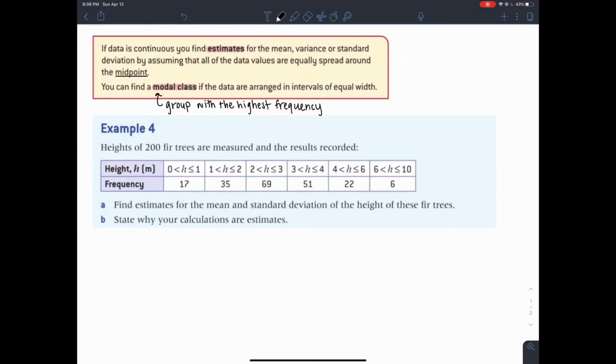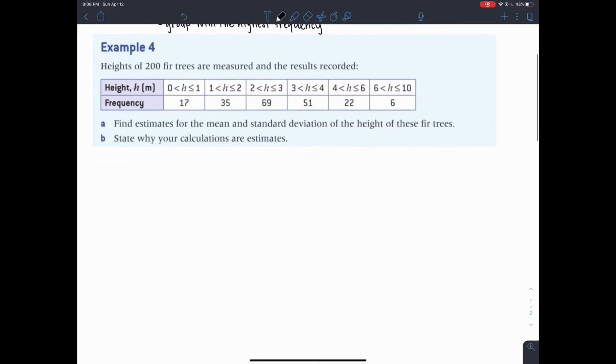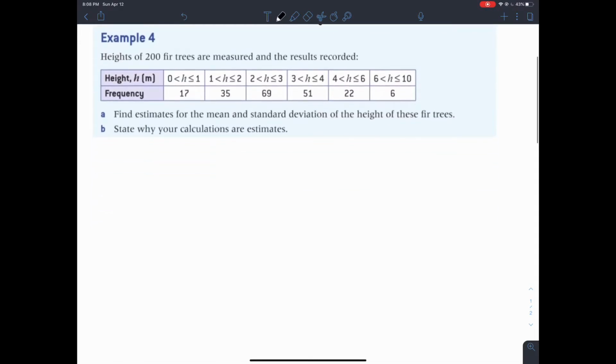Right? So we're going to be doing this example from your textbook, where we're using heights of 200 fir trees to determine some values. So we have heights in groups from 0 to 1 meter, 1 to 2, 2 to 3, 3 to 4, 4 to 6, and 6 to 10. So we're going to find estimates for the mean and standard deviation. So again, in order to find these estimates, we need the midpoint of these values. So we're going to be finding the midpoint of the interval.